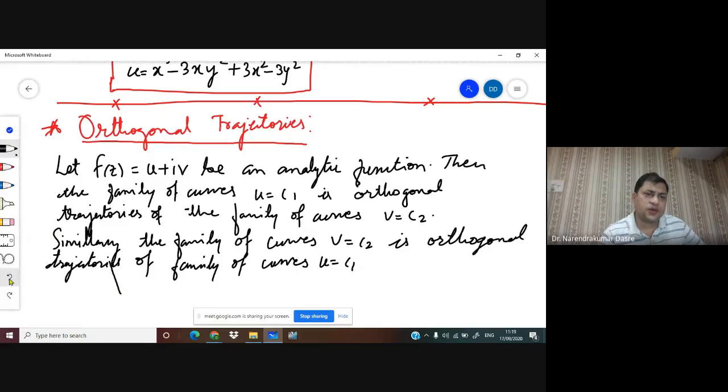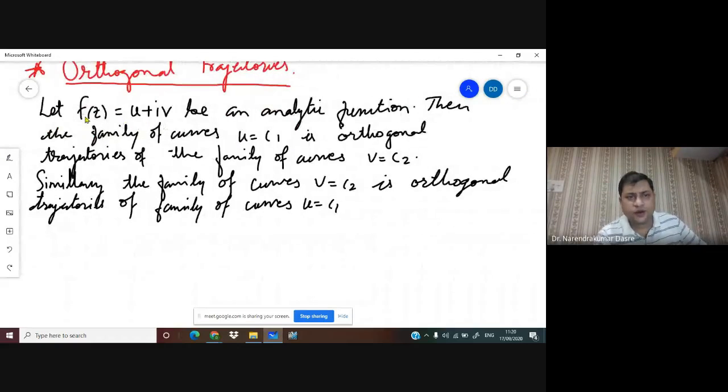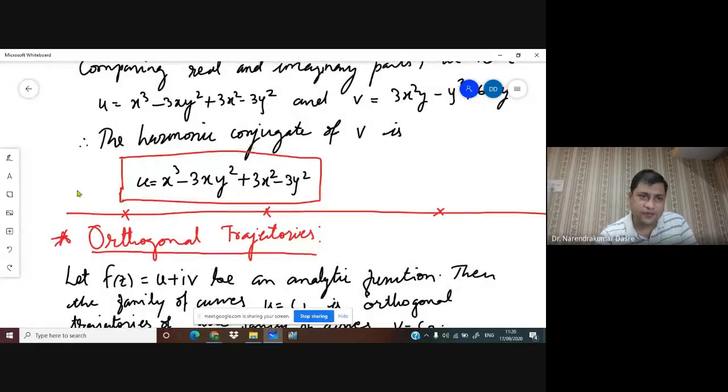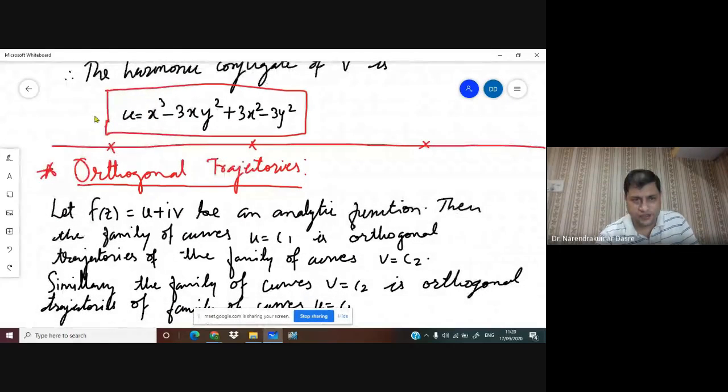Okay, so what we have here, you can see if I know that the function f of z equals u plus iv is an analytic function, then I can say u is equal to c1 is the orthogonal trajectories of v is equal to c2, or v is equal to c2 is the orthogonal trajectories of u is equal to c1. So in the previous examples, we have seen the harmonic conjugate. So what is the difference between the harmonic conjugate and the orthogonal trajectories?